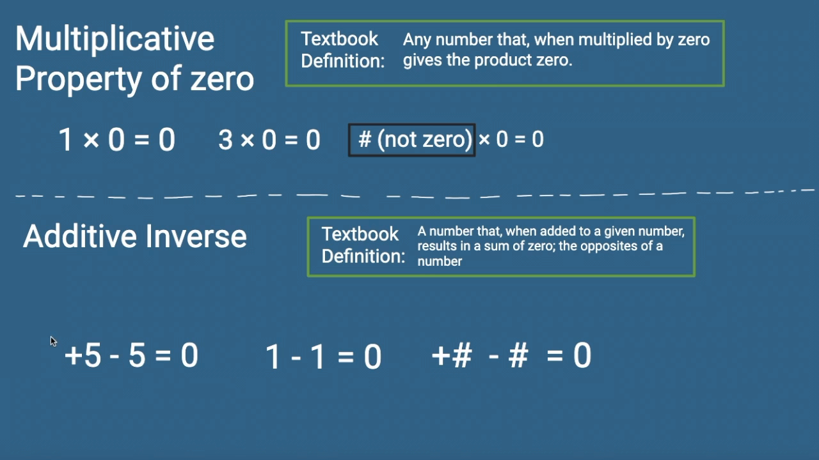5 minus 5, so the positive 5 plus its opposite, the negative 5, is going to be 0. And then 1, added to its opposite inverse, which would be -1, would still be 0. It's basically like 1 minus 1, 5 minus 5. That's basically the additive inverse.